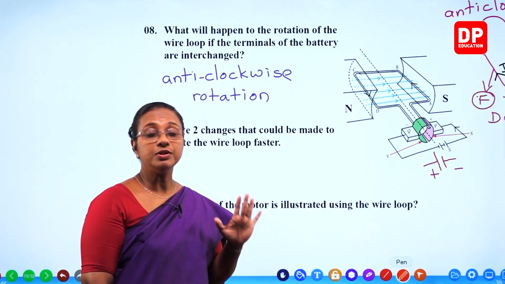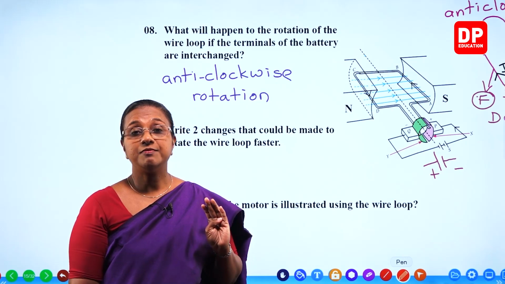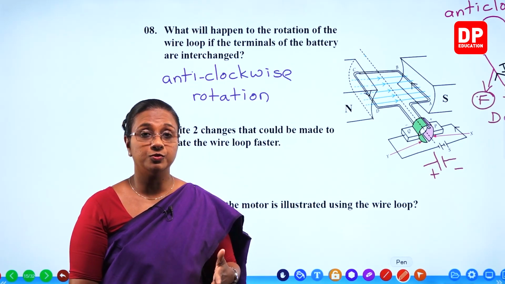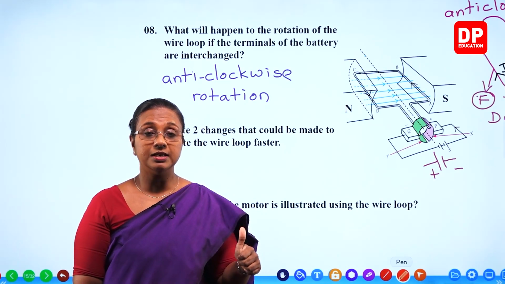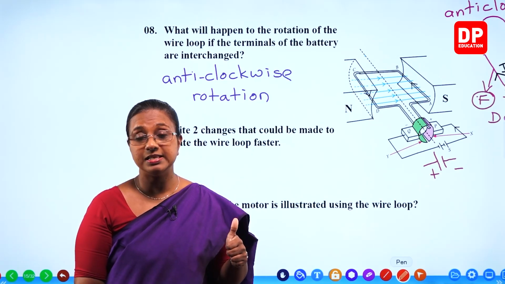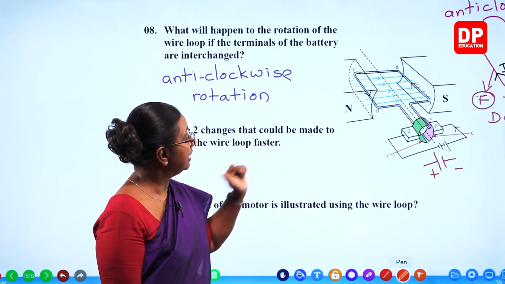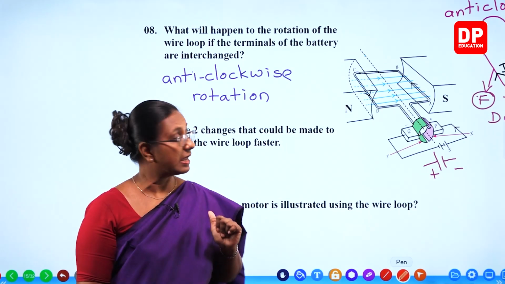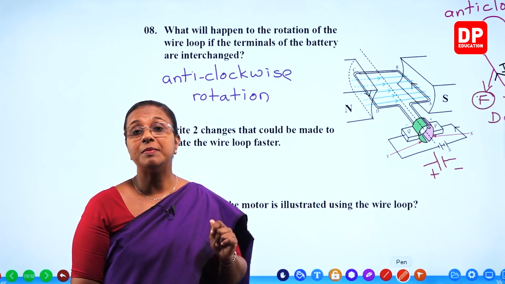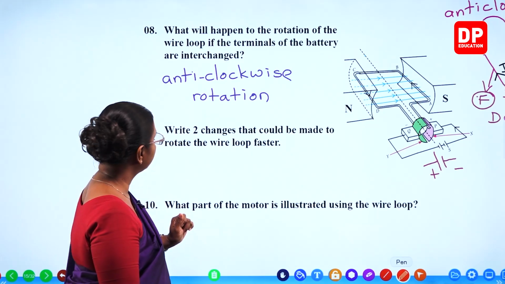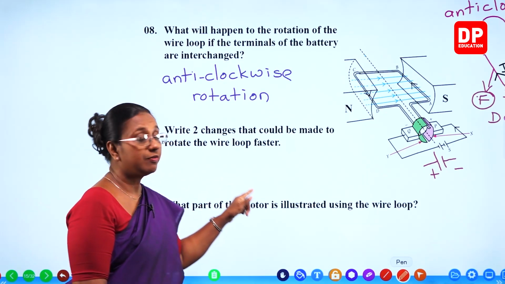Now you all know there are different factors, actually 3 factors that affect the magnitude of the force. The length of the conductor or the number of turns in the wire loop, then the strength of the magnet and also the magnitude of current. So write 2 changes that could be made to rotate the wire loop faster.